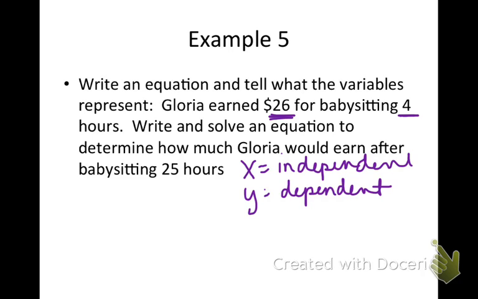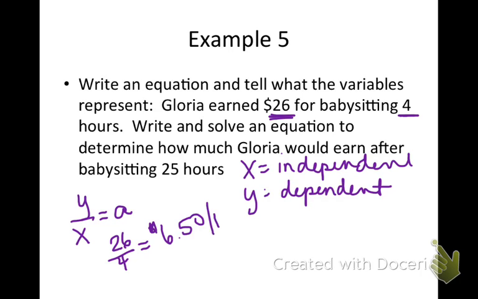So first we must find y to x to see what that constant rate is. That's going to be our constant of proportionality. So 26 divided by 4. You could set it up as a table. And then we could also set this up as an equation, right? Because we need to know what a is equal to. So our equation, after we figure this out, this is $6.50, which is our constant rate, right? She's making $6.50 per hour, that unit rate.